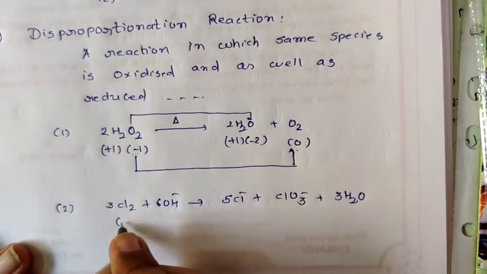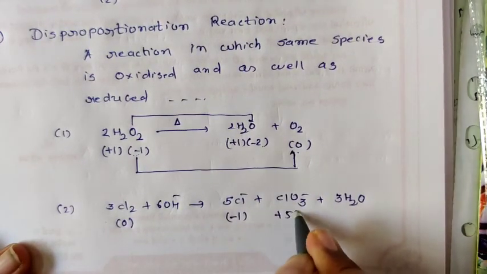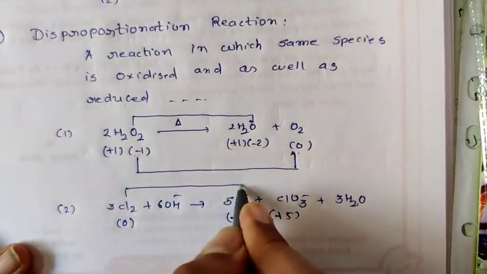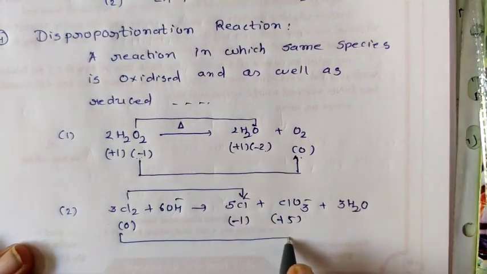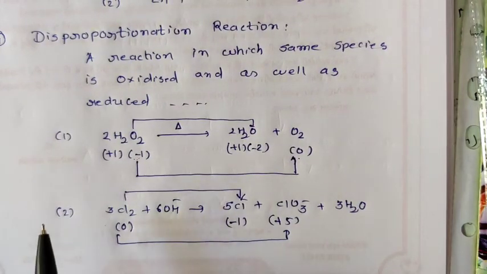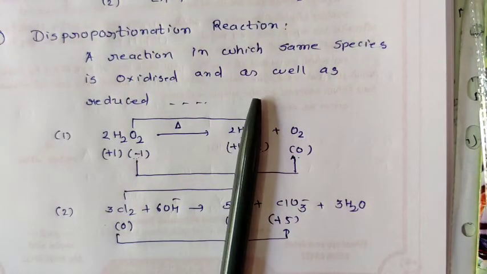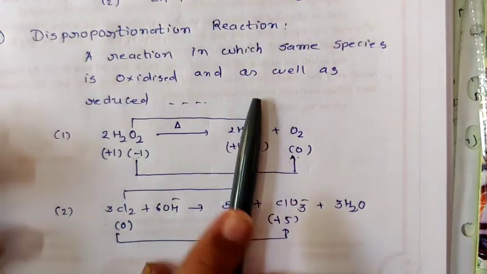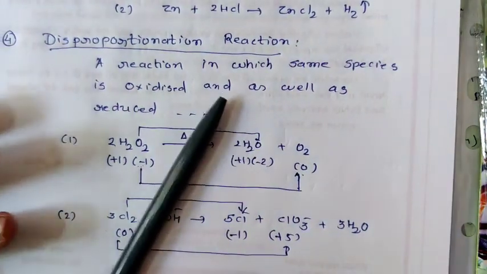Okay, so now in this reaction chlorine is 0, in this reaction chlorine is minus 1, in this reaction chlorine is plus 5. So on this side 0 to minus 1, this is reduction. And this side 0 to plus 5, this is oxidation. So this is a disproportionation reaction, a reaction in which the same species is oxidized as well as reduced. So this is our last type of redox reaction, the disproportionation reaction. Okay, so these are the 4 types of redox reaction.